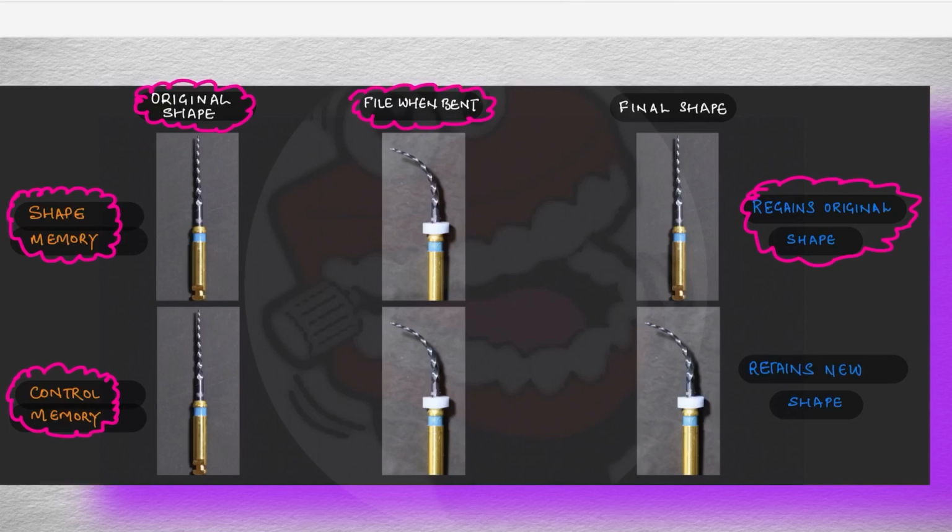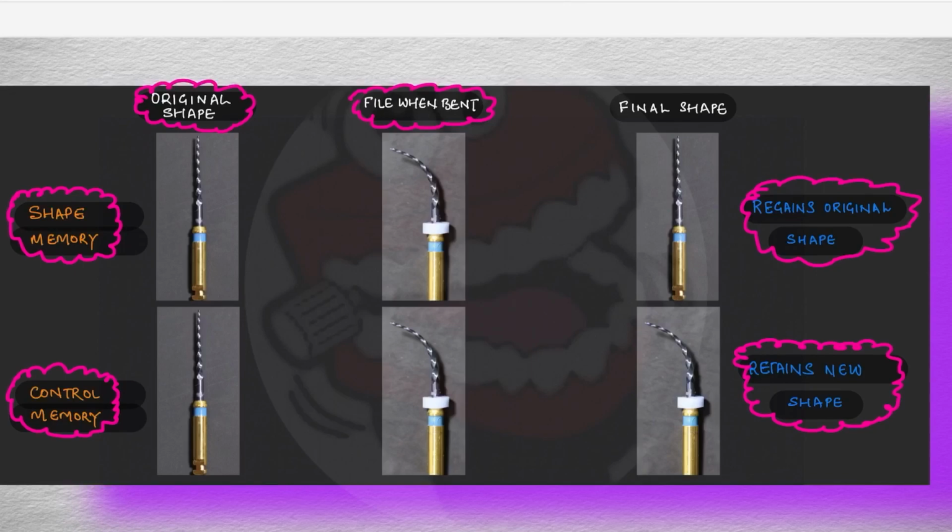This is referred to as the shape memory, that is, the shape it has already memorized and it has regained. However, if the file retains the new bent shape, then it is referred to as the control memory. Control memory files are useful in cases of highly curved canals, so that when we take out the file, it is in exactly the shape of the curved root canal anatomy. So this is some of the clinical significance of the shape memory and the control memory.